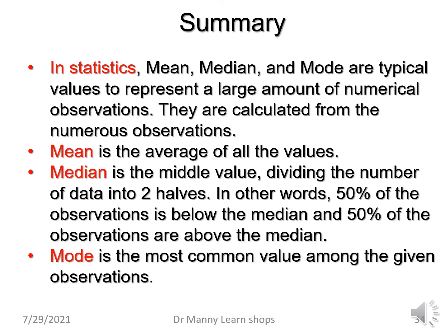So in summary, for this component of this session, in statistics, the mean, median and mode are typical values to represent a large amount of numerical observations, and they are calculated from numerous observations. The mean is the average of all the values. The median is the middle value dividing the data into two halves. In other words, 50% of the observations are below the median and 50% of the observations are above the median. The mode is just the most common value among all the given observations.